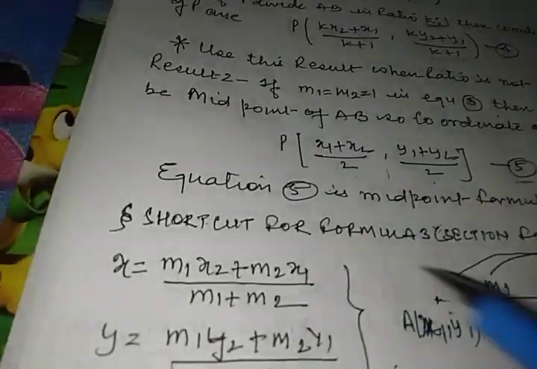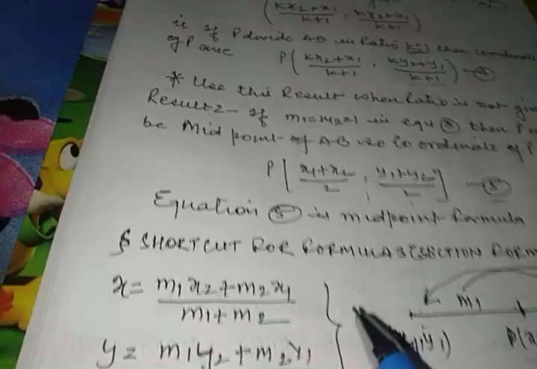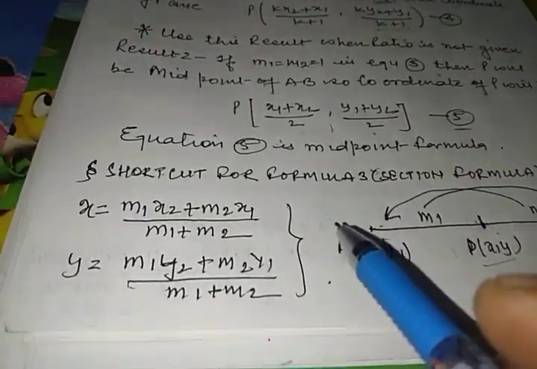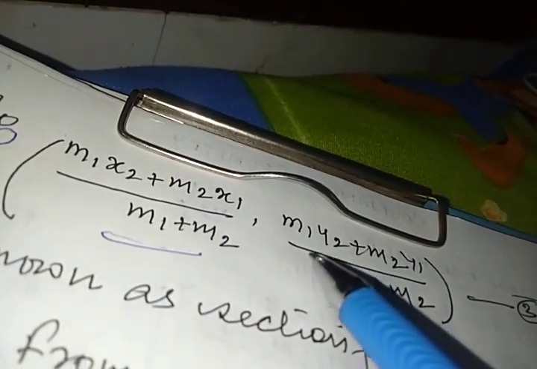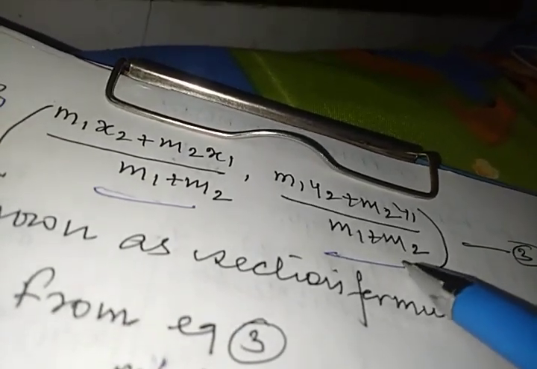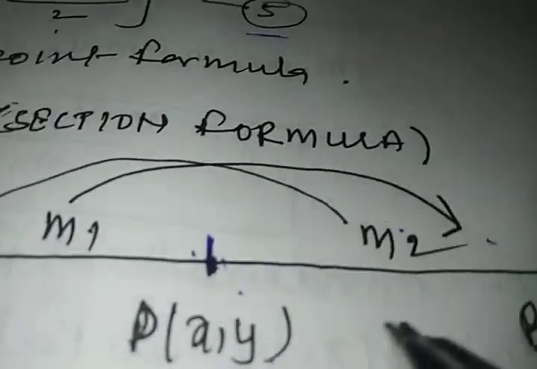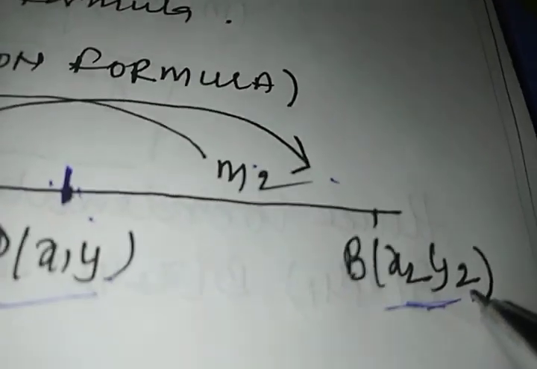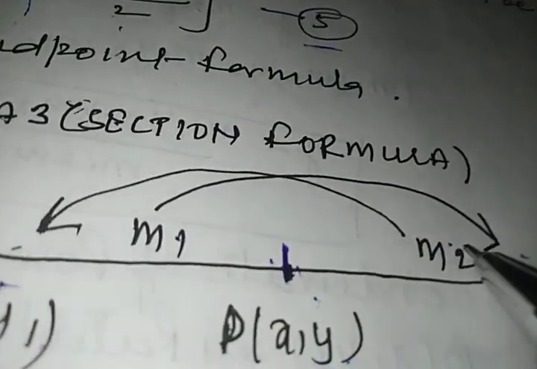Now children, there is one shortcut for formula number 3 on how to remember it, because people have problems in just cramming M1 X2 plus M2 X1 over M1 plus M2 and M1 Y2 plus M2 Y1 over M1 plus M2. This is very problematic, so I am telling you a shortcut for remembering it. See, again we come here. This is X1 Y1, this is X Y, and this is X2 Y2, with M1 and M2 as shown.